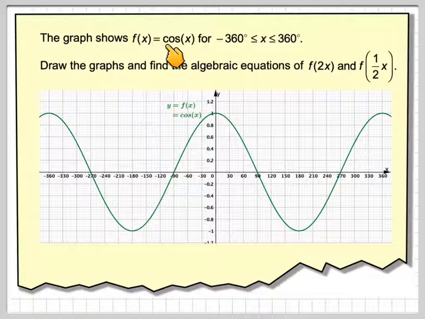The graph shows f of x is equal to cos x for x being between minus 360 and 360. Let's draw the graphs and find the algebraic equations of f of 2x and f of a half x.